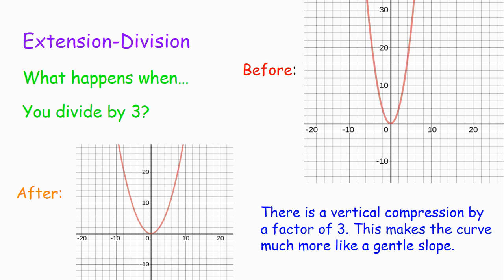So division, what happens when you divide by 3? There is a vertical compression by the factor of 3, which means that there's a more gentle slope, basically because you divide by 3, the values of the equation are widened out.